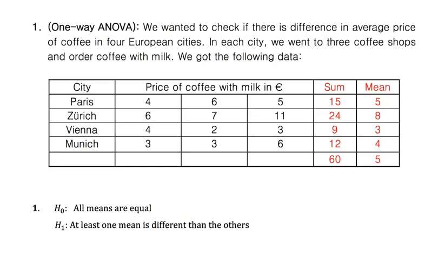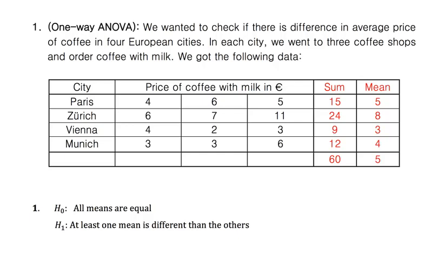So what we want to do in this problem is check if the city affects the price of coffee. So does it matter where we order this coffee, in terms of how much we will pay for it? We collected this data, so there are 12 observation points, so 12 coffees, collected over 4 groups, so 4 cities.